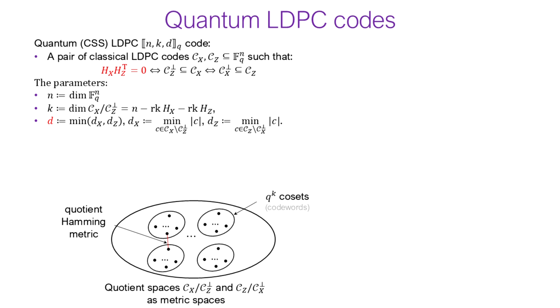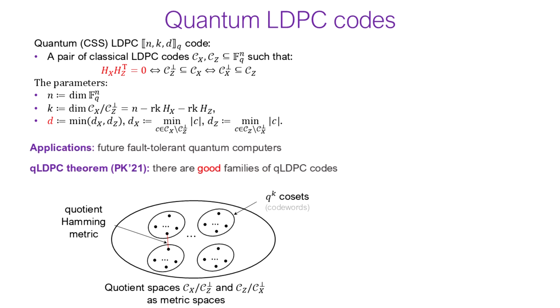The distance of the quantum code is defined as the minimum of dx and dz, and we can use these formulas. And why are these quantum LDPC codes so important? Because many people believe that we can use these codes to construct future fault-tolerant quantum computers. And the theorem that I'm going to present today, which we proved in 2021, is that there are good families of quantum LDPC codes.